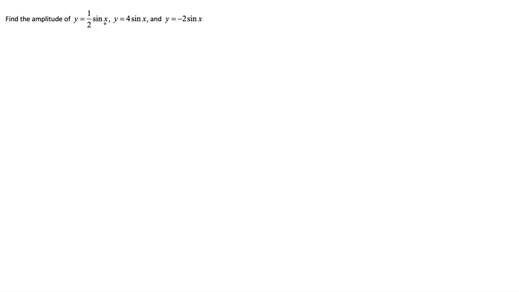Find the amplitude of these three sine functions. We've got y equals 1/2 sine x, y equals 4 sine x, and y equals -2 sine of x. All right, so the first thing we should do is just sketch the graph of sine of x, right? No number in front here, nothing else going on, okay?